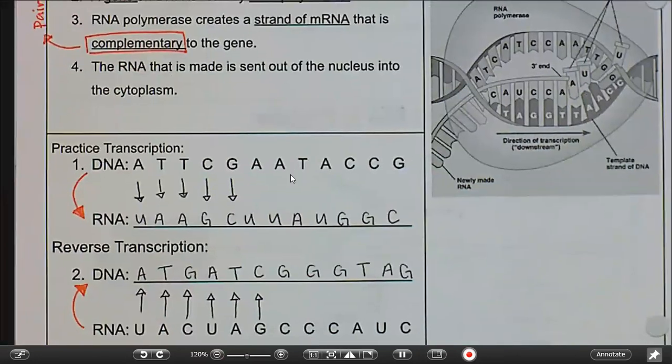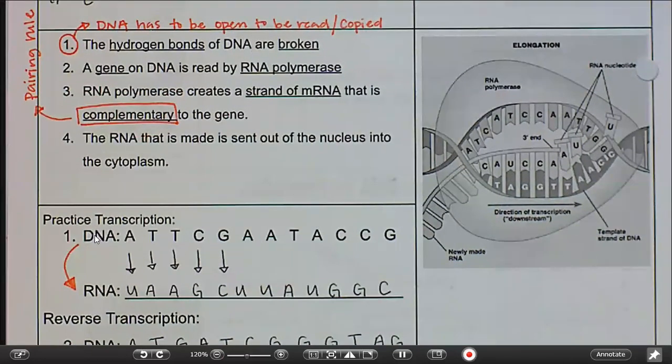So just to practice that idea, we have a DNA strand. And how do you transcribe? You write the complementary pairs. So if you see an A, you write a U. You see a T, you write an A. T, A. C, G, G, C, and so on.